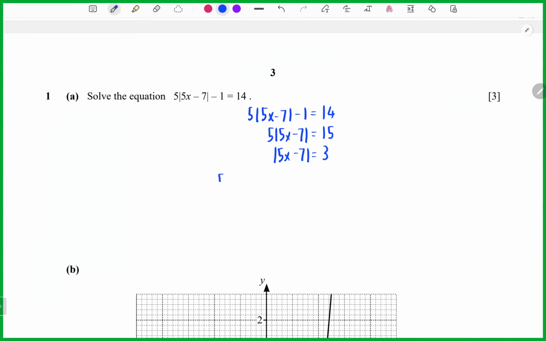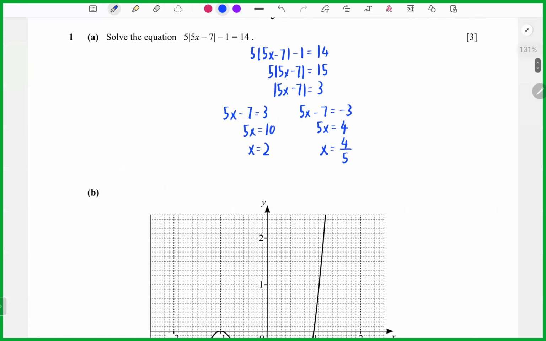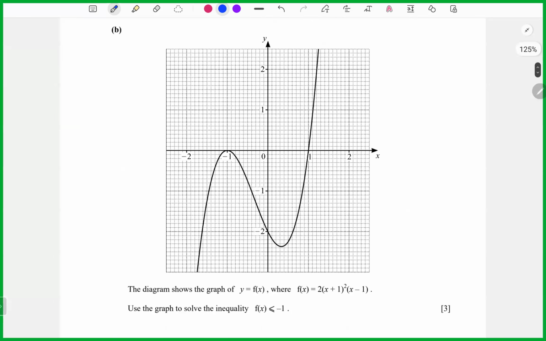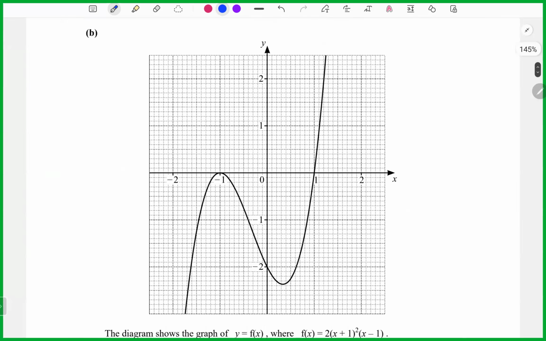So you can take 5x minus 7 equals 3, and 5x minus 7 equals negative 3. So 5x equals 10, x equals 2, and 5x equals 4, so x equals 4 over 5. After that you solve for this question. Now let's see question B.